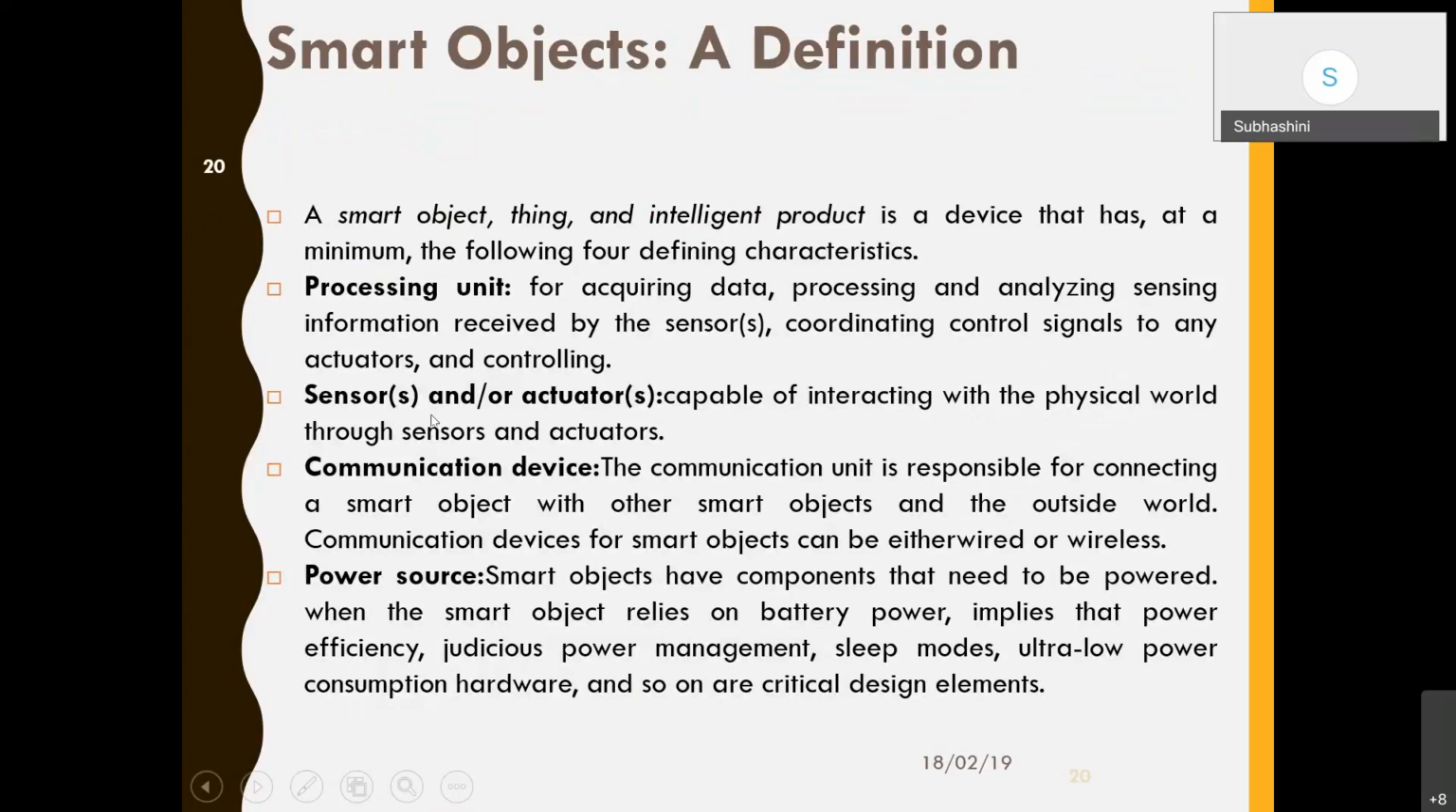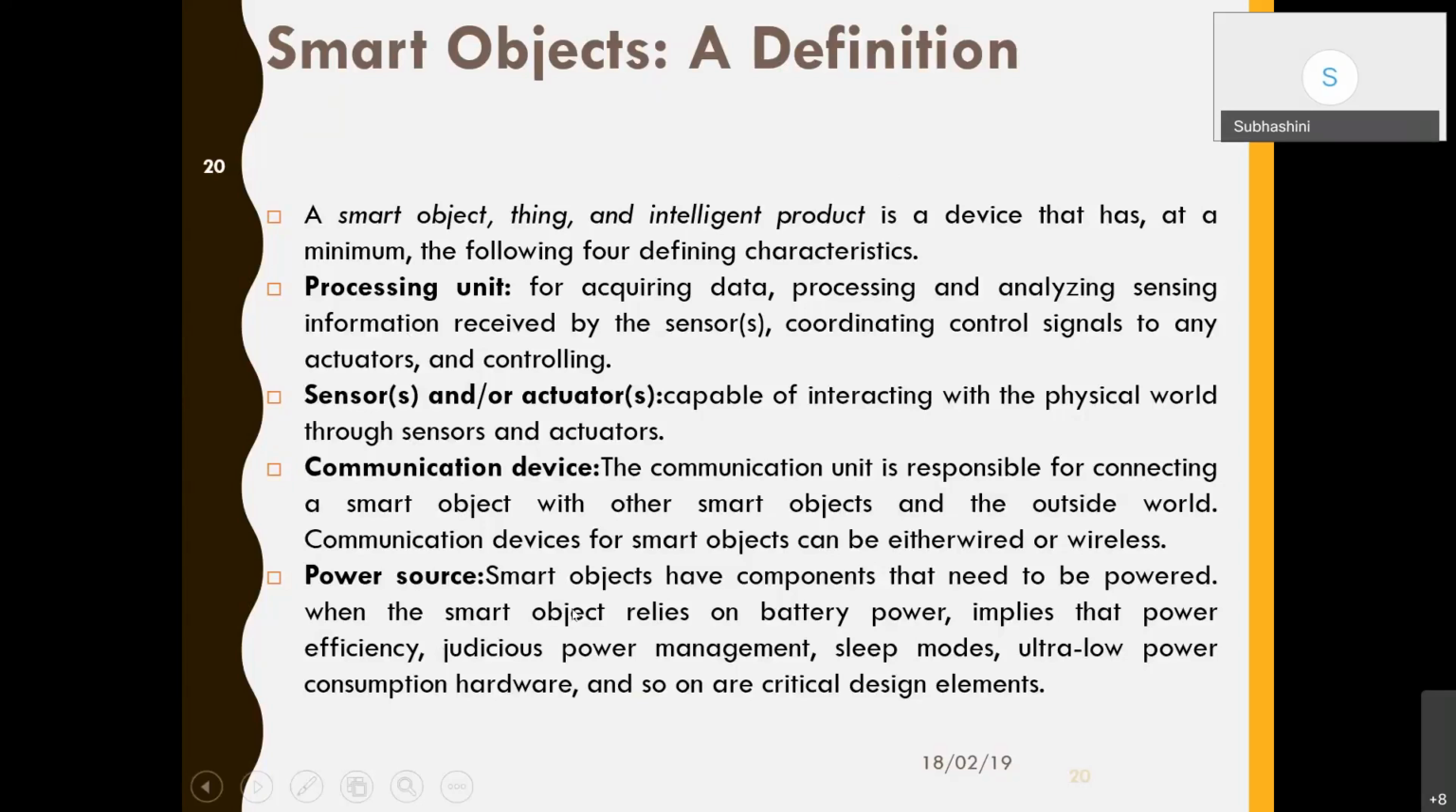One, a processing unit. It should have a sensor or actuator, it should have a communication device, and it should have a power source. Please observe these four components. I think I already told you these four components are definitely required for any object to become smart. Otherwise, by default, it's just an object. It's not a smart object. Okay, so I think I need not explain these descriptions.